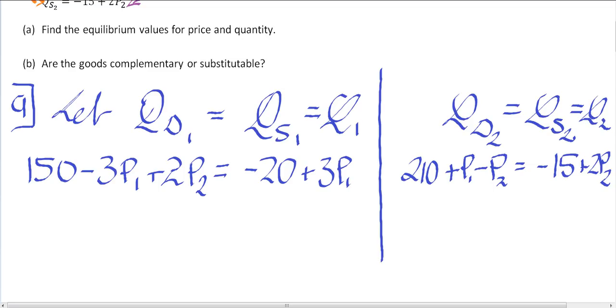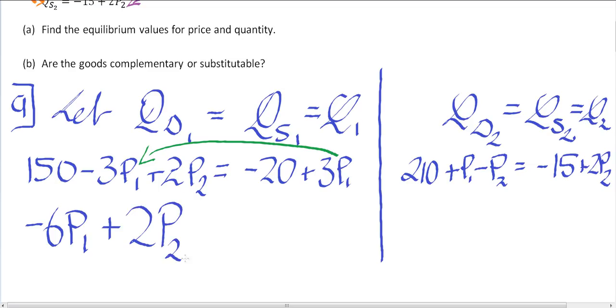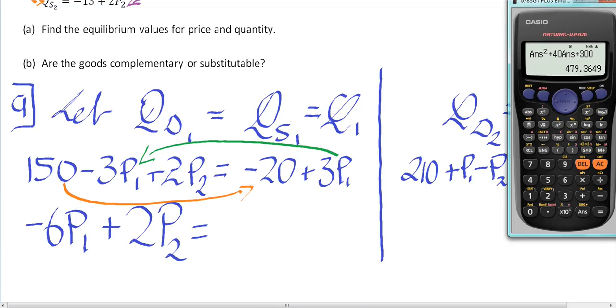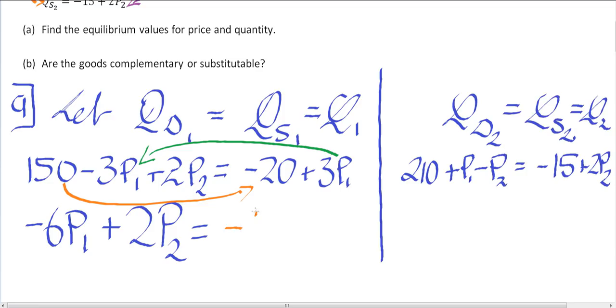So what do I have? I have a 3P1 there. I'm going to take him over, and he's going to become altogether minus 6P1. That 2P2 stays as it is. And then I have that 150 is going to go back over there. I'm going to have minus 20 minus 150. Go to the calculator to figure it out if you're stuck on it. So I'll get minus 170 there. Same over here, get letters to one side, everything else to the other.